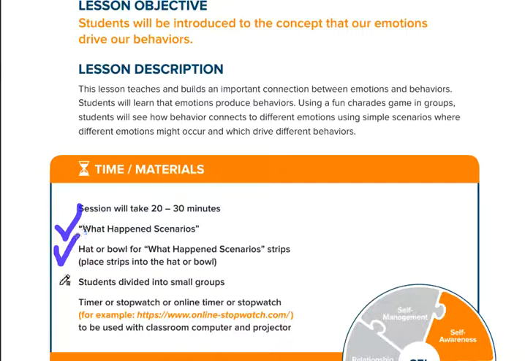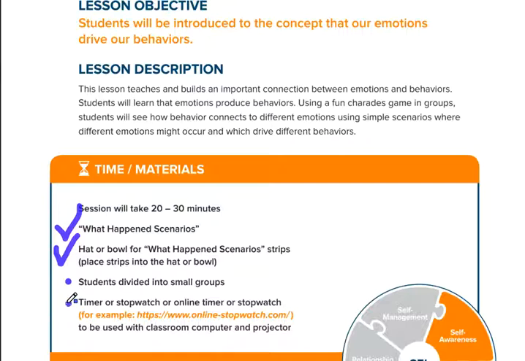You'll need to divide your students into small groups and have a timer or a stopwatch. That will be important. We've provided you with an online stopwatch here if you want to project it onto your classroom whiteboard. So for the lesson, you'll need to divide the students up, and you should think about, when you're dividing them, what students work well together.